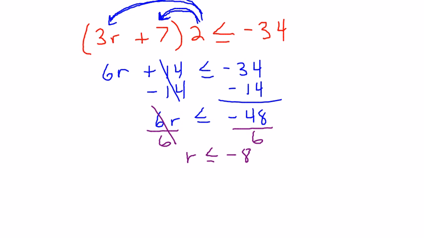And please notice that my sign did not flip in this case. It did not flip because I divided by a positive 6. Our sign only flips when we multiply or divide by a negative number. So we have time for one more. Let's try one more.